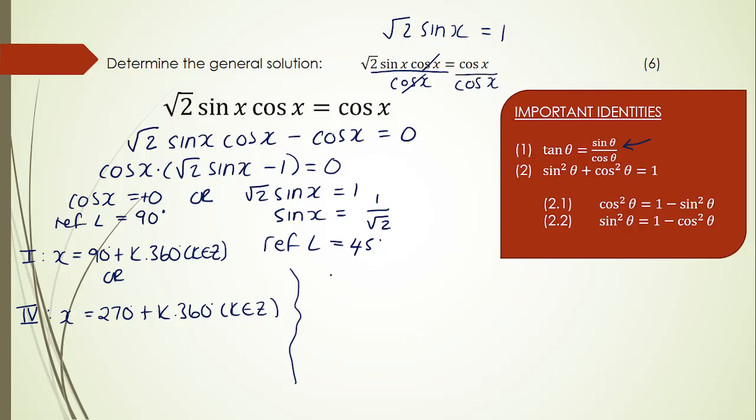Let's look at this other side. It's a beautiful straight line. Where is sine positive? Sine is positive in quadrant 1. So that's just going to be x is equal to 45 plus k times 360, because that's its period.